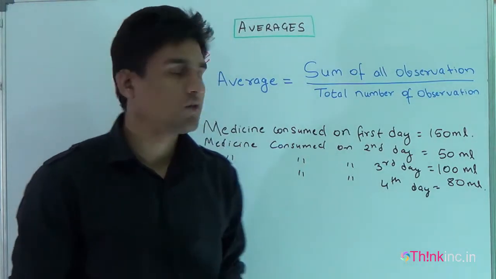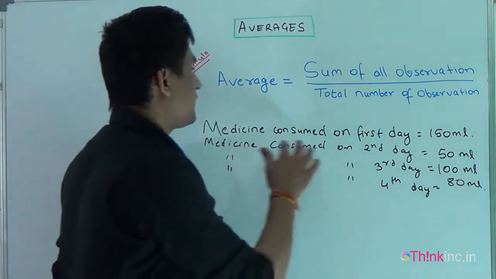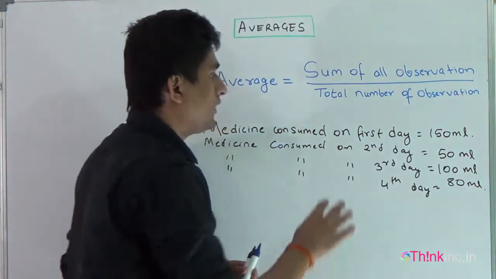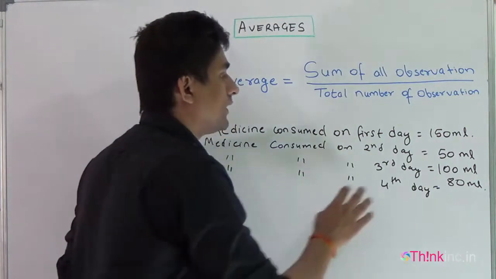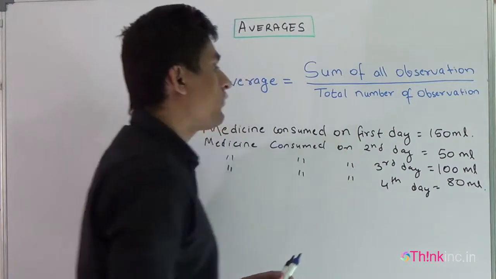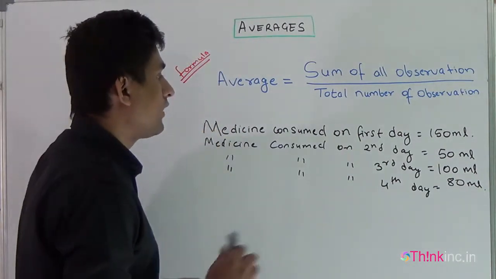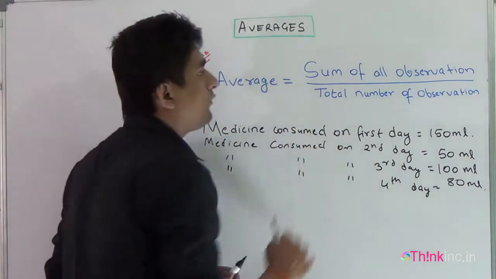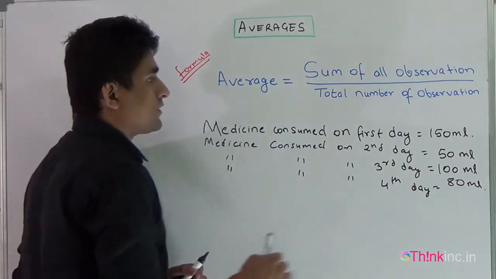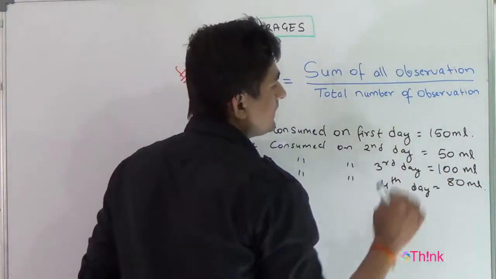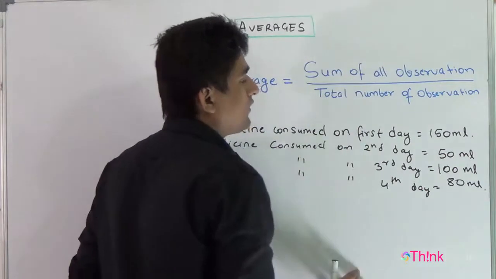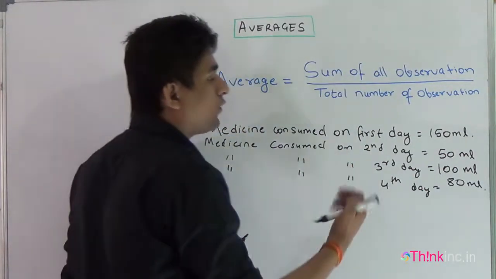I think you have understood the question. These are the medicines which Raman consumes on different days. On the first day 150 ml, on second day 50 ml, on third day 100 ml, on the fourth day 80 ml. We have to find the average consumption per day. For the average we have the formula sum of all the observations upon total number of observations. Here sum of observations will be 150 plus 50 plus 100 plus 80, upon total number of observations. Total number of observations is 4.